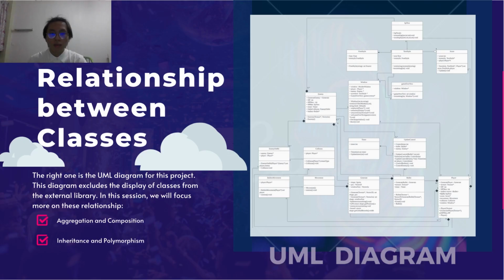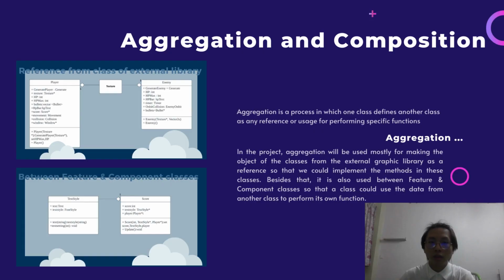Thank you. Hi, I'm Kai Zheng. Talking about the relationship between classes, on the right is the UML diagram for this project. This diagram shows the display of classes from the external library. Aggregation and composition. In this project, aggregation will be used mostly for making objects of the classes from the external graphic library a reference so that we could use the methods in these classes.